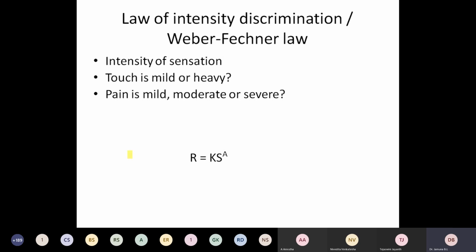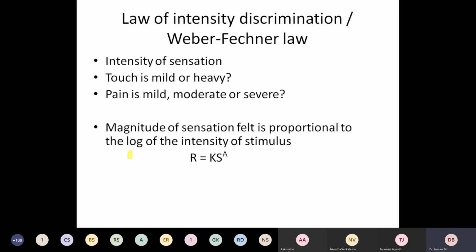Based on this law, the Weber-Fechner law, the magnitude of a sensation we are feeling is proportional to the logarithm of the intensity of the stimulus. So what is the meaning of this? If I am feeling some sensation, like a touch sensation, and I want to increase it to 2 times, I have to increase the intensity of the stimulus by 10 times, because it is logarithmically related.